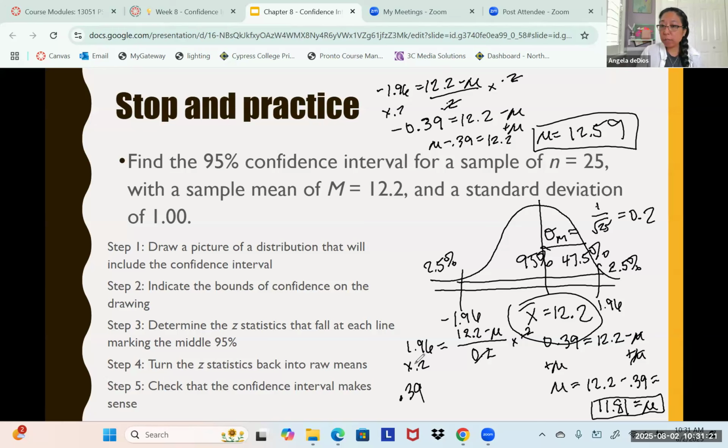And then we want to do the same thing with 11.81. We get a difference of 0.39. So that interval makes sense.